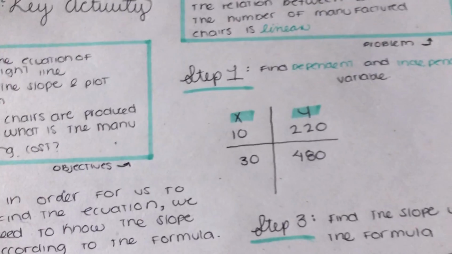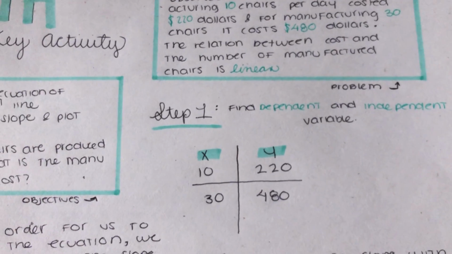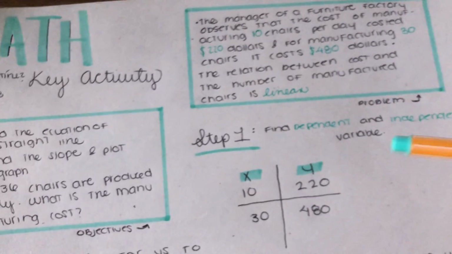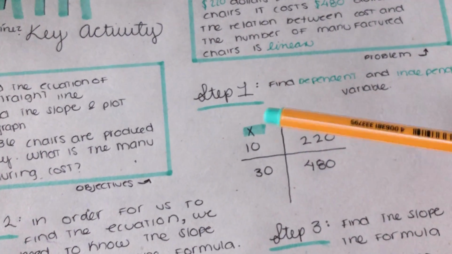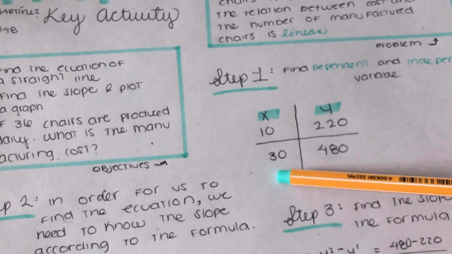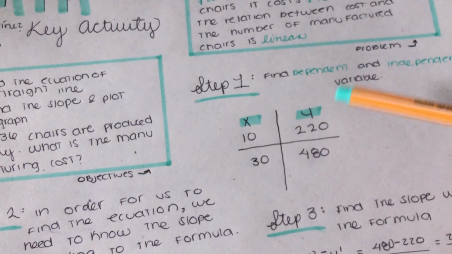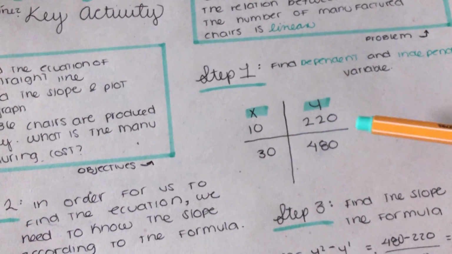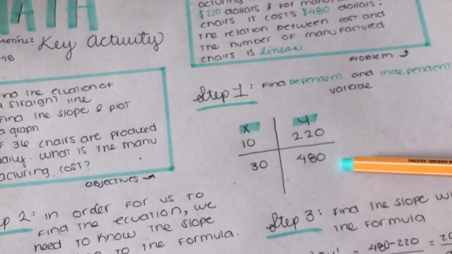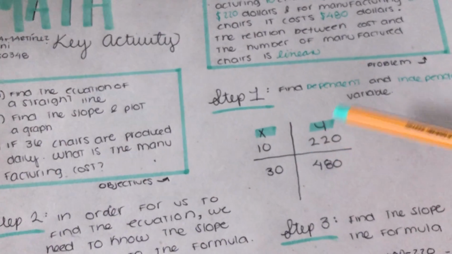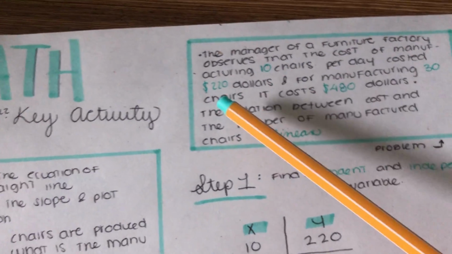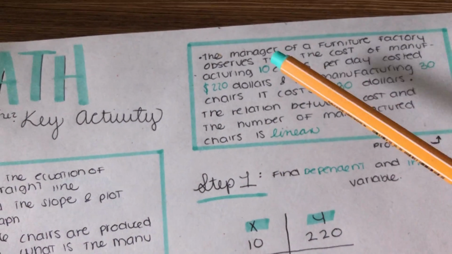Let's begin. The first step is finding the dependent and independent variable. In this case, for x1 we will have 10, and for x2 we will have 30. For y1, 220, and for y2, 480. This is the relationship that we find in the problem. The costs, 480 and 220, and the number of chairs.